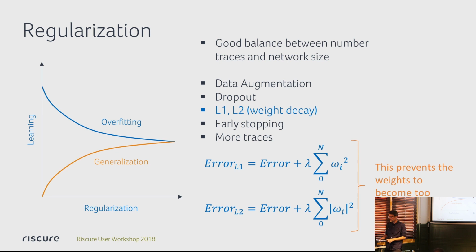So there are many different ways to regularize your model, and the most efficient way, I assume, is to balance the number of traces and the network size. Increasing the number of traces is a very efficient one. However, there are specific methods for regularization, like data augmentation, which takes the same traces and modifies them somehow to increase their number. You don't need to measure new traces, you just increase the amount of traces you have by modifying them. And dropout is a technique that turns off some neurons, faking the fact that the network is smaller.